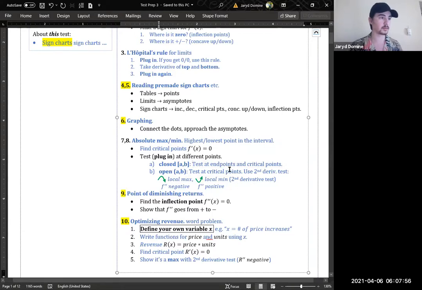The highest value is your max, the lowest value is your min. For the open, you only look at the critical points. So you don't look at open endpoints, just ignore those. Just look at the critical point, and then use the second derivative test. So if the second derivative is negative, that means it's kind of curving downwards. That means you're at a maximum. Okay. If the second derivative is positive, that means you're curving upwards. You're at a minimum. Okay, that's called the second derivative test, and we'll do that later.